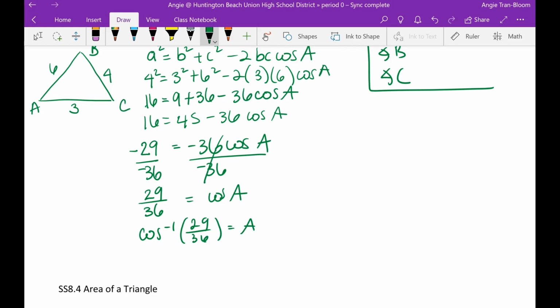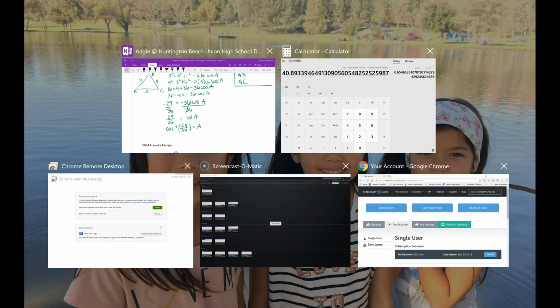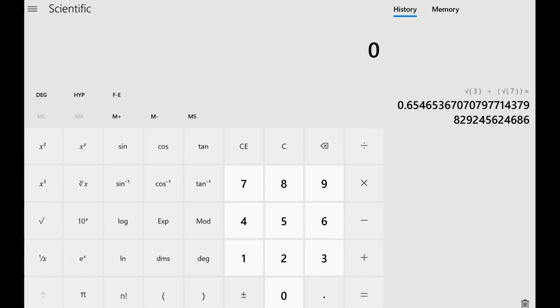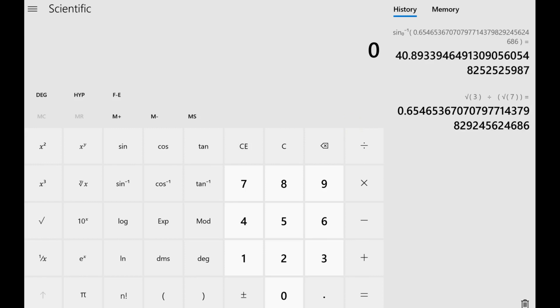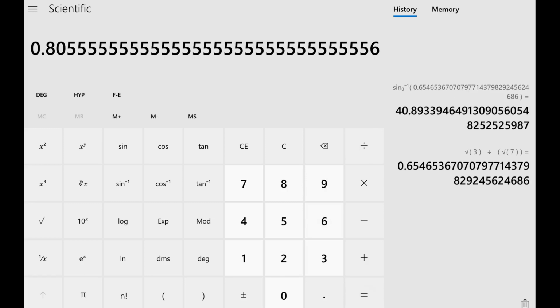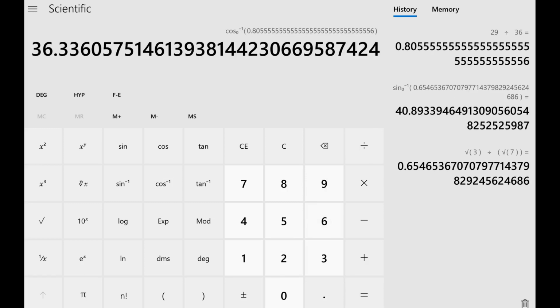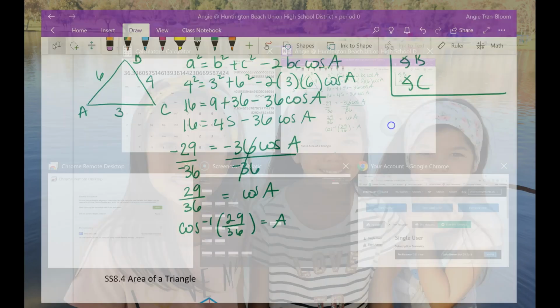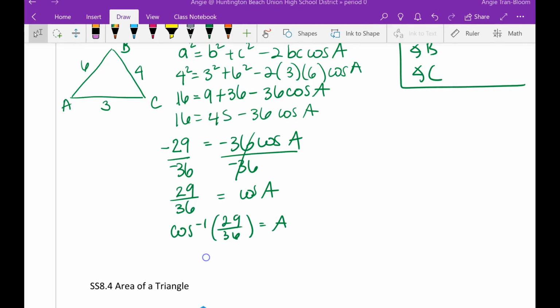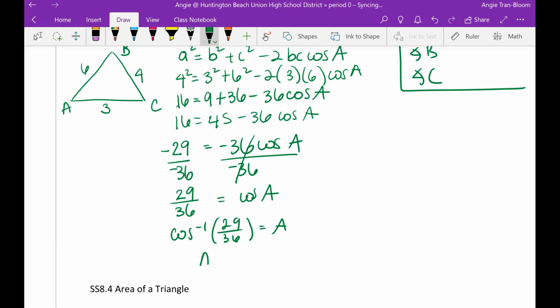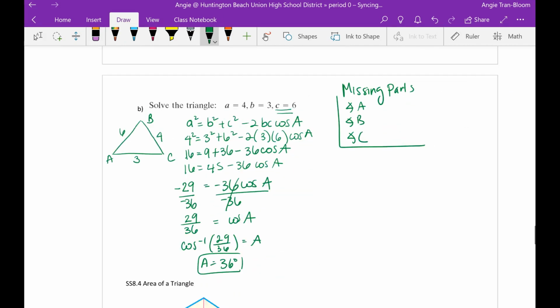Let's put that in our calculator. All right, here we go. I'm going to try this. 29 divided by 36 is going to give me an answer. Then I'm going to hit cosine inverse. So rounding to whole degrees is going to give me 36 degrees. So A is 36 degrees. So now I have angle A. Yay!